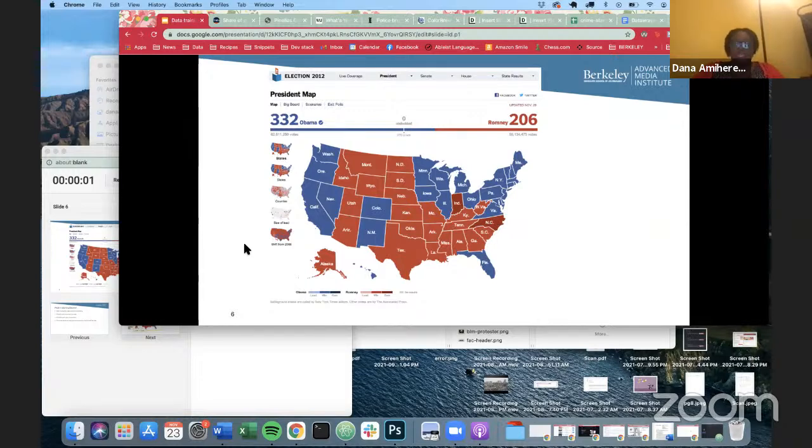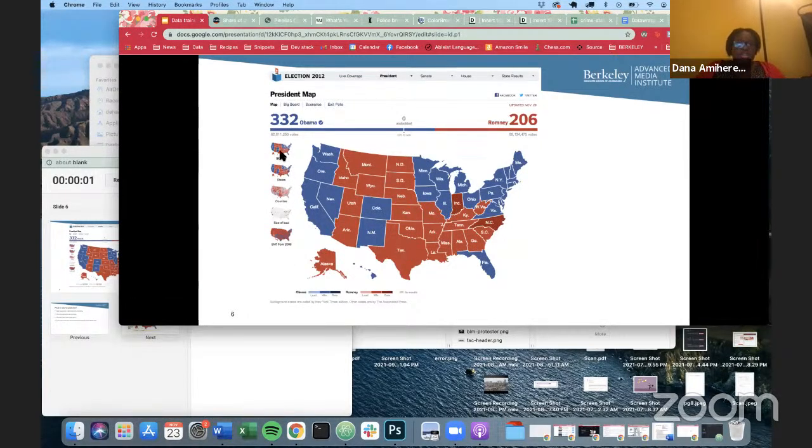Most news outlets, it looked pretty much the same. Map of the United States, you've got your red states, your blue states, the total number of electoral college votes that went to each candidate, and in the middle, where the line is, how many you had to get over the line to have won the election. You've got the total number of votes that each candidate had underneath their respective sides.